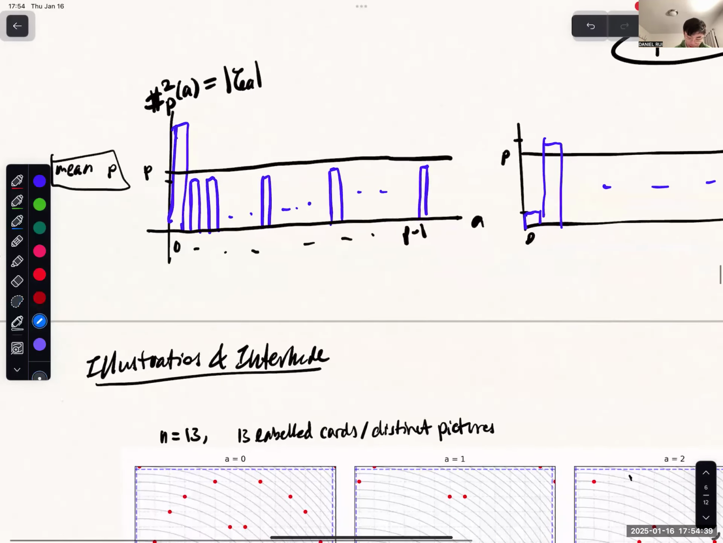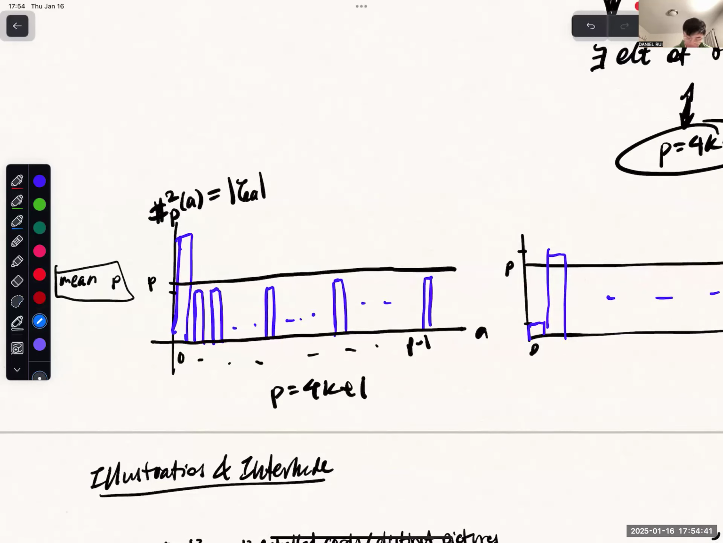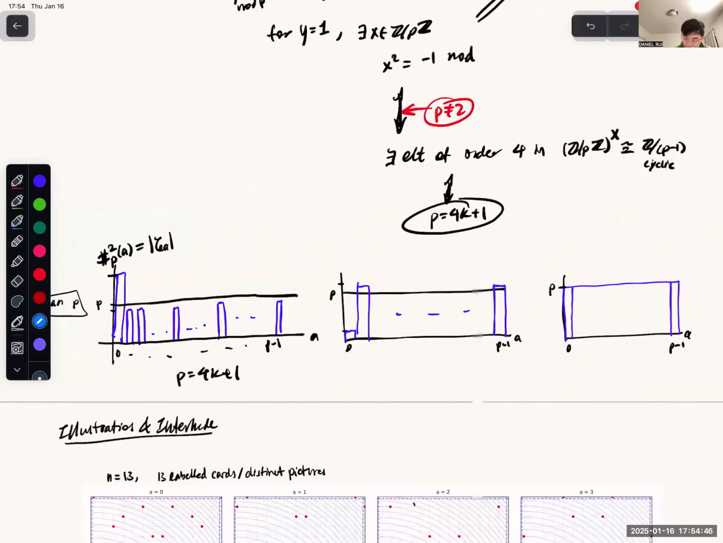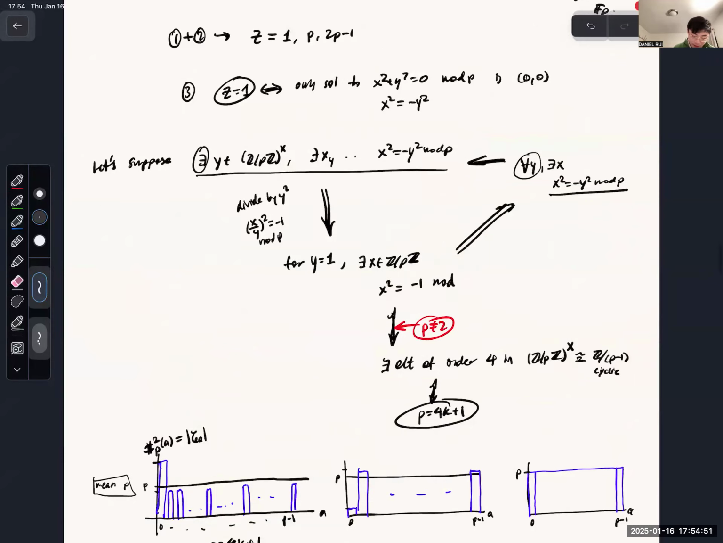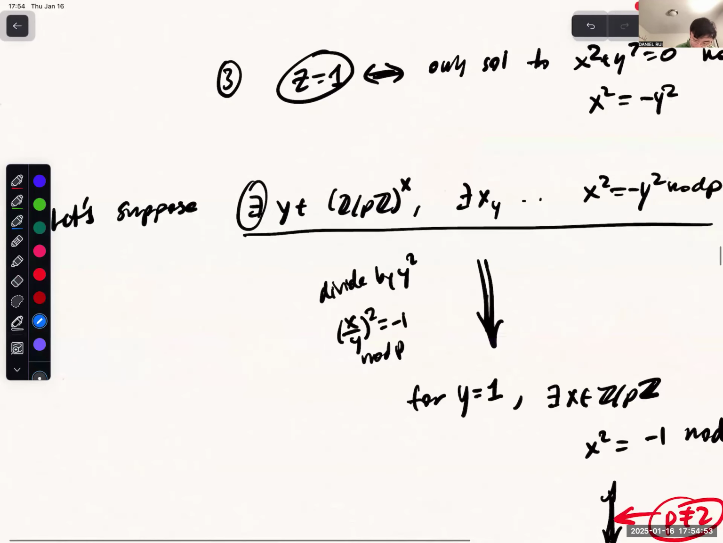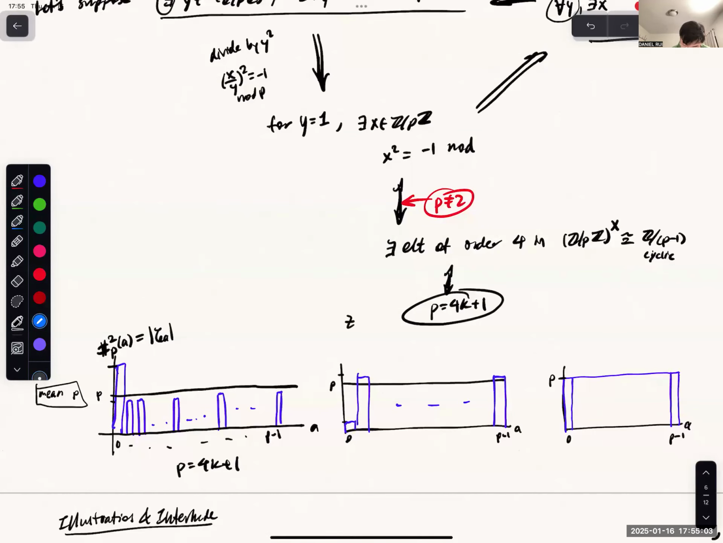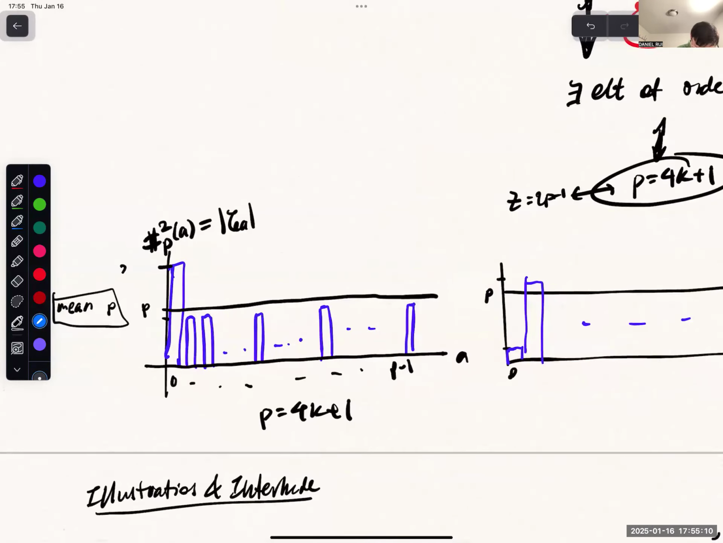So this is for P is equal to 4k plus 1. This value, wait a minute. Sorry, my bad. I misspoke. This is the opposite. So this was supposing that Z is not equal to 1. So Z is equal to 2p minus 1 if and only if P is equal to 4k plus 1. So this is 2p minus 1. And everybody else, therefore, has to be P minus 1.